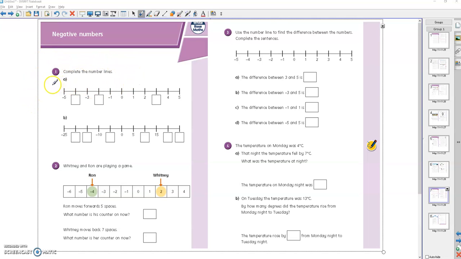Here it's asking you to complete the number lines. So it's got the numbers here and you just need to fill in the blanks really. And it goes from -5 through 0 back to 5.